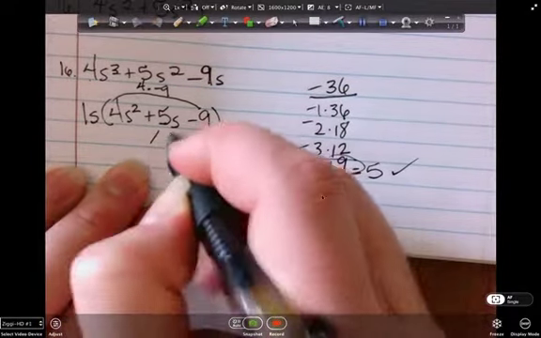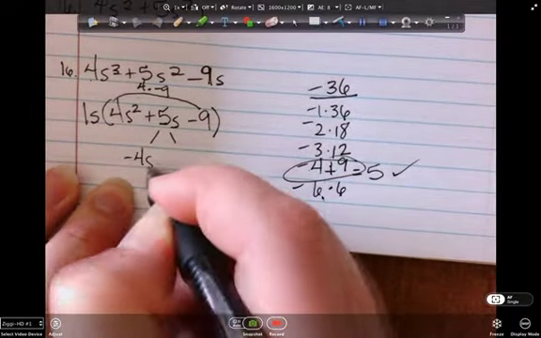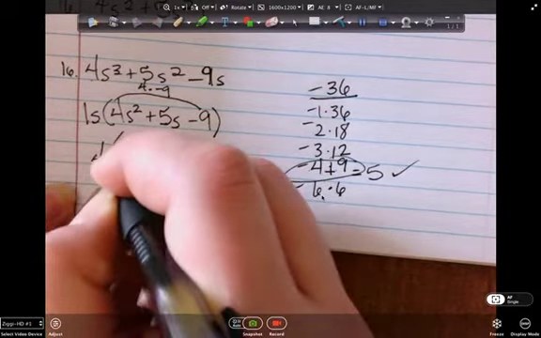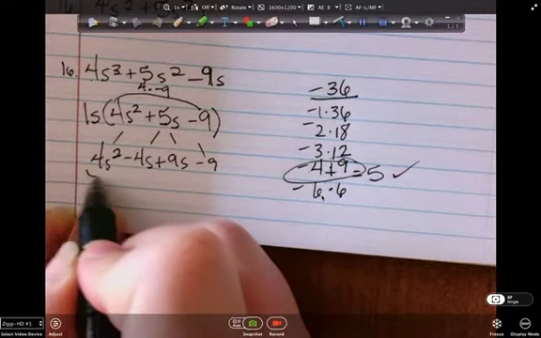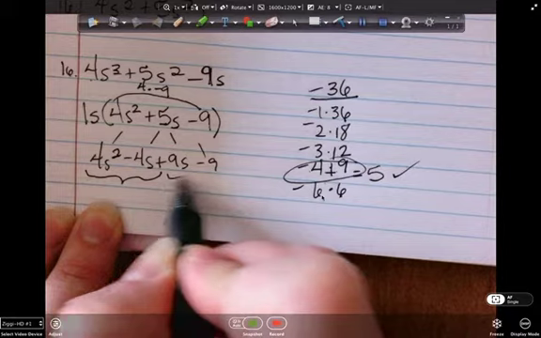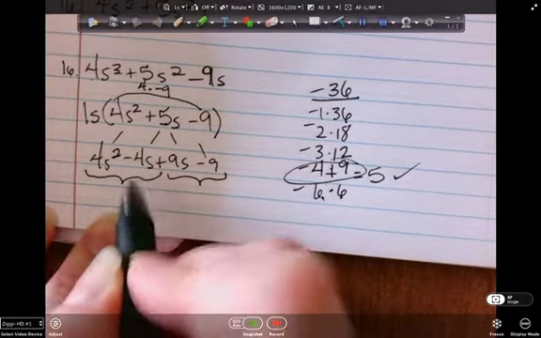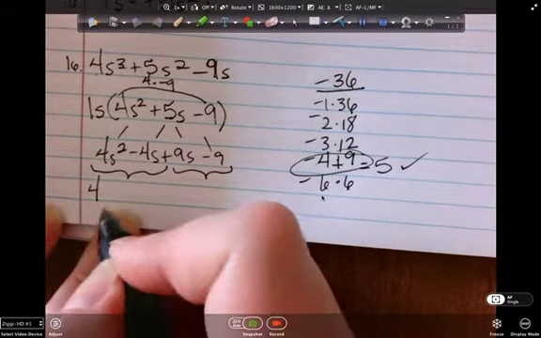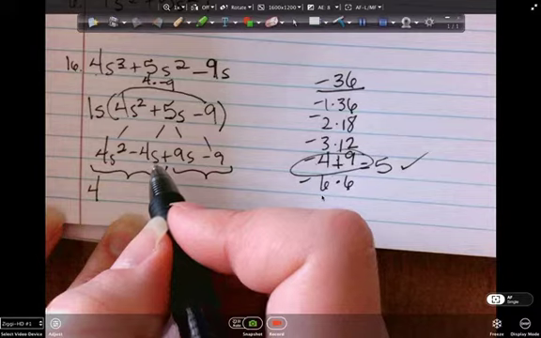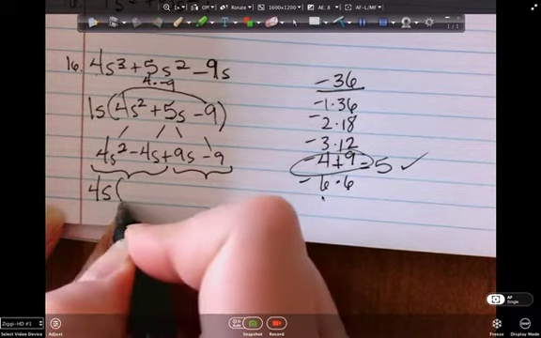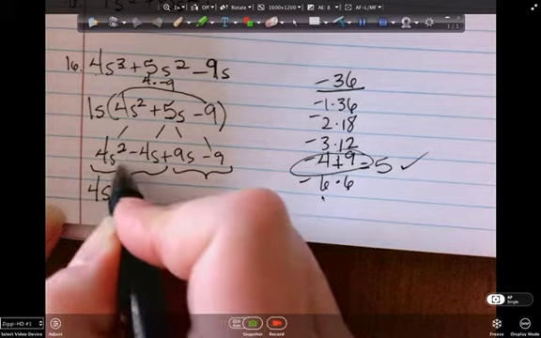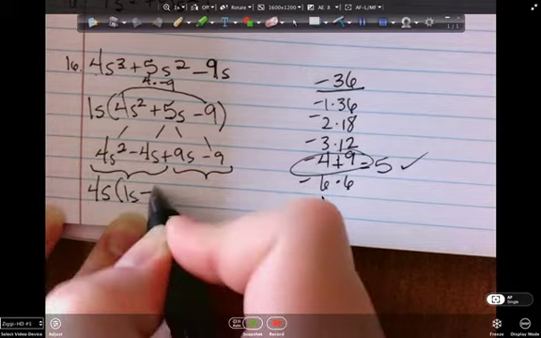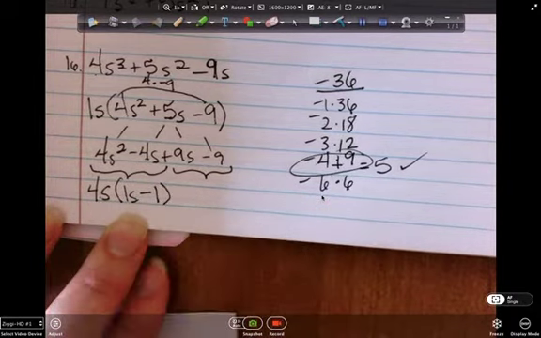So I'm going to break down my 5s into a negative 4s plus 9s. Then I'm going to bring down my negative 9 and bring down my 4s squared. Now I'm going to look at my groups. Here I have 4s squared minus 4. My greatest common factor between 4 and 4 is in fact 4. And my greatest common factor between s squared and s is going to be the letter s. So here, 4 divided by 4 gives me 1. S squared take away 1s gives me 1s. Minus 4 divided by 4 gives me 1. And then I had 1s and I took 1 away, so I don't have any left.